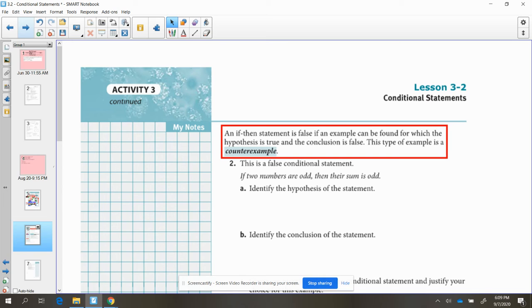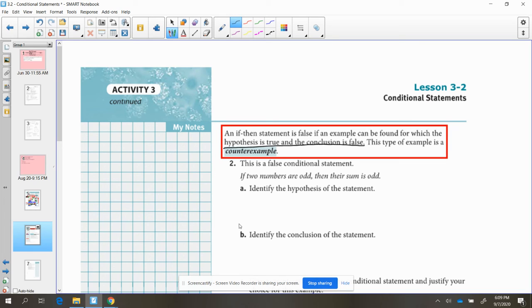Now, the last part of the notes here today is the idea of a counterexample. Because we can state if this happens, then this happens, but it might not necessarily be a true statement. So if the hypothesis is true, but the conclusion is false, then we would say that there is a counterexample possible. So notice here we have a conditional statement.